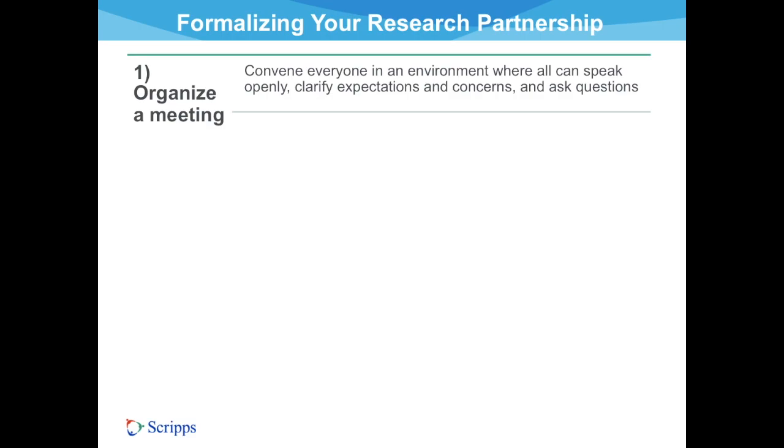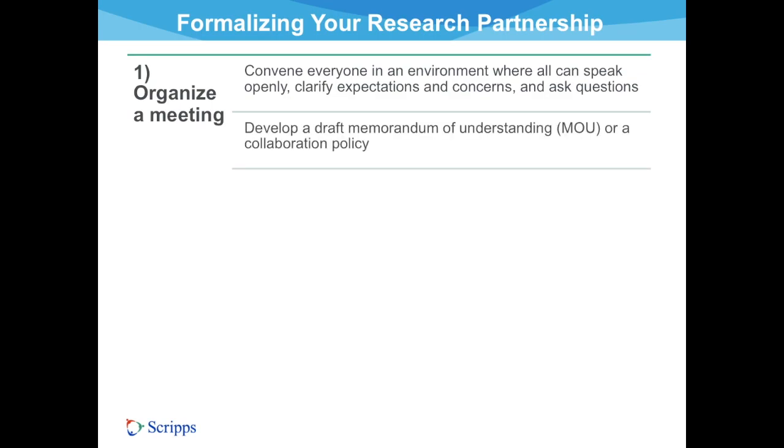Here, everyone should be able to speak openly, clarify expectations and concerns, and have their questions addressed. At this time, a draft Memorandum of Understanding, or MOU, or a collaboration policy can be developed so that roles, responsibilities, and expectations can be clearly defined for all parties. Here, the group should identify challenges that might occur and propose solutions to meet those challenges. This can also be a time to identify the assets and skills in the group, and see whether other partners are necessary to conduct the work.